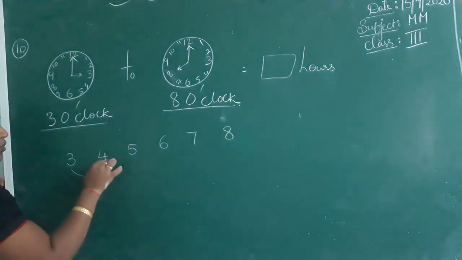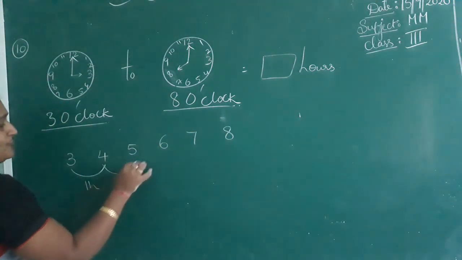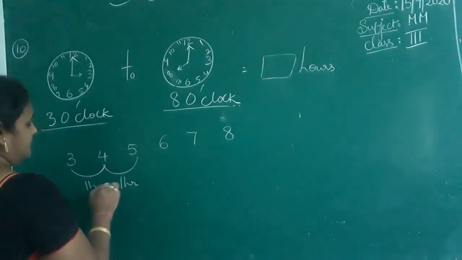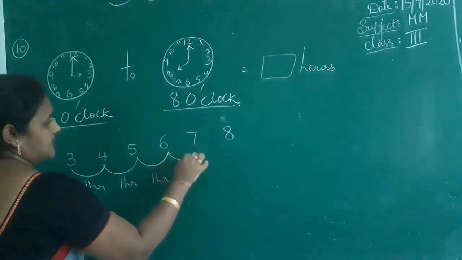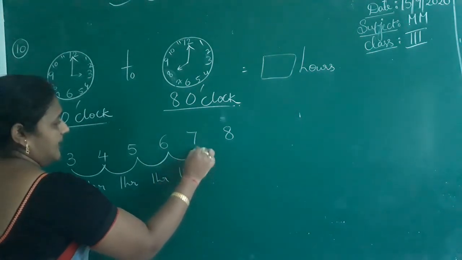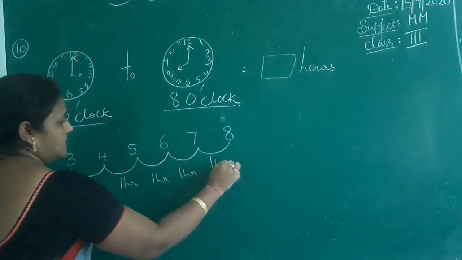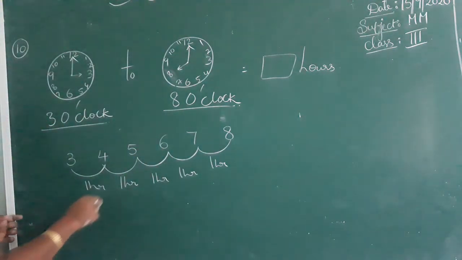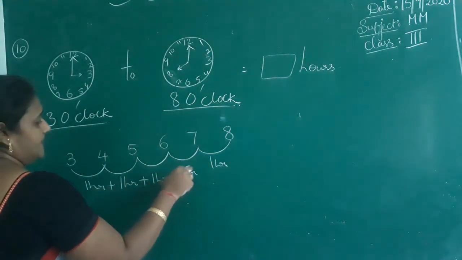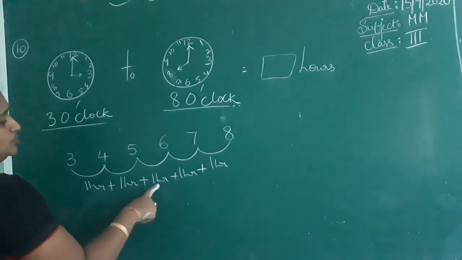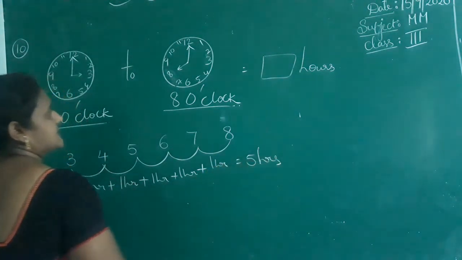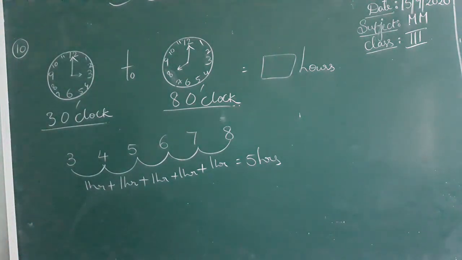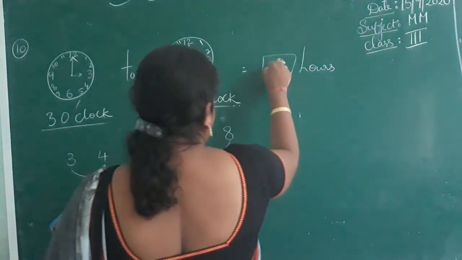So 3 to 4, 1 hour. 4 to 5, 1 hour. 5 to 6, 1 hour. 6 to 7, 1 hour. And 7 to 8, 1 hour. Total how many hours are there? Add these numbers. 1 plus 1, 2, 3, 4, 5. So how many hours totally? 5 hours. How many hours totally, children? 5 hours.